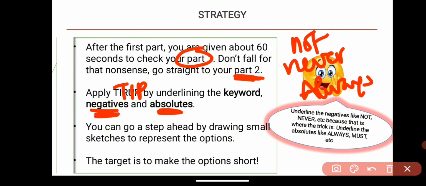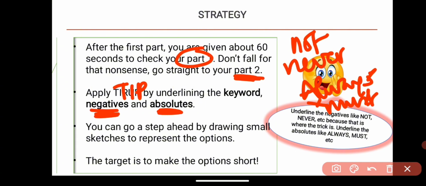Then the absolutes we have was like always. So must, these are absolute. So remember all those words. If I say it is optional, you know that it is not must. So you know that that is not the answer. So that is how to make sure that you are ahead of the people that are involved in that conversation, and by that you will be able to get more questions answered easily.